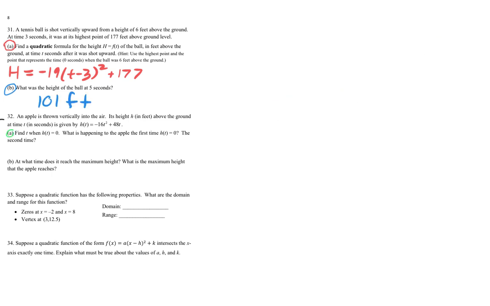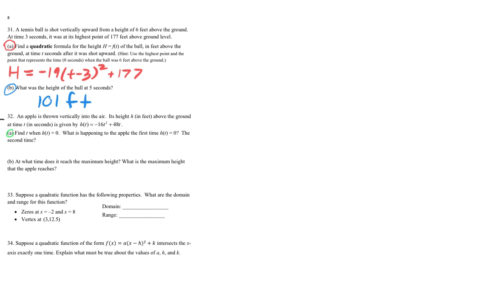Okay, so we're looking at number 32. An apple is thrown vertically into the air. Its height h in feet above the ground at time t in seconds is given by this function h of t. Then part A is asking us, find t when h of t is equal to 0. Let's do that part first.